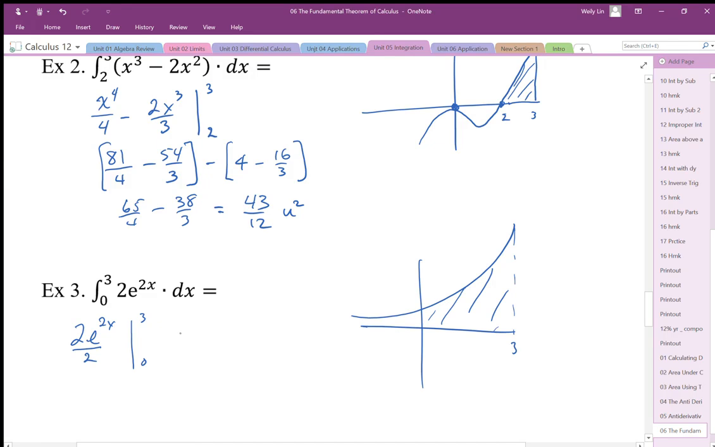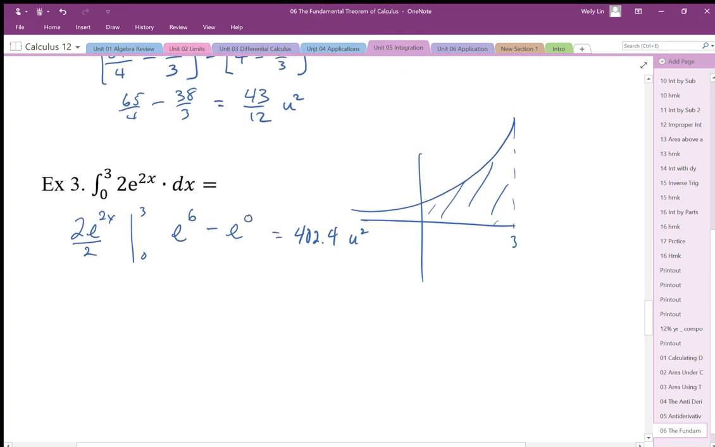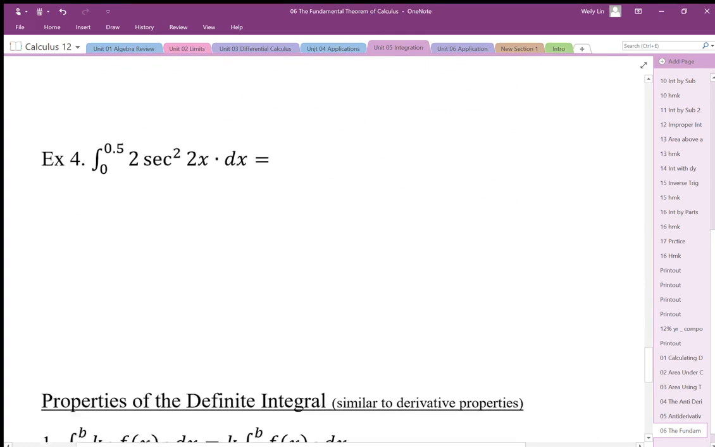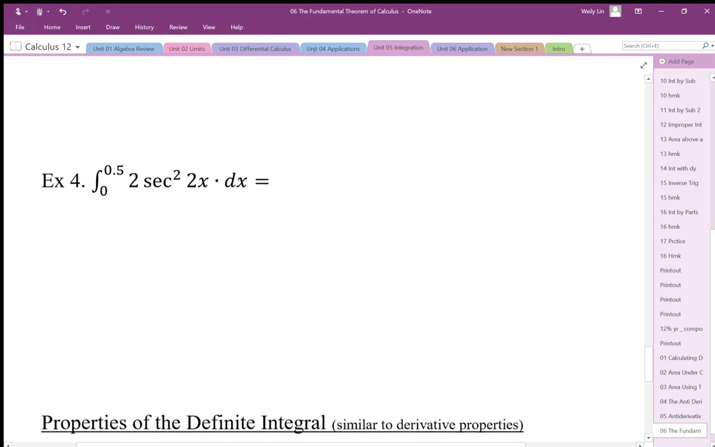We anti-differentiate this, and we're going to end up with e to the 6 minus e to the 0. That works out, as a decimal value, to be quite big. E to the 6 is going to be a big number. E to the 0 is 1, so we end up with 402.4 units squared of area. That y coordinate at x equals 3 is actually quite high. So again, we're just using that antiderivative to find the area underneath that curve.